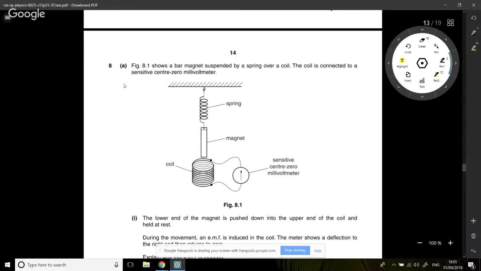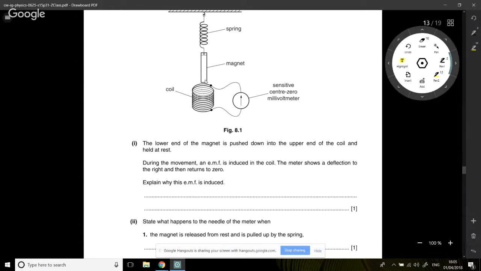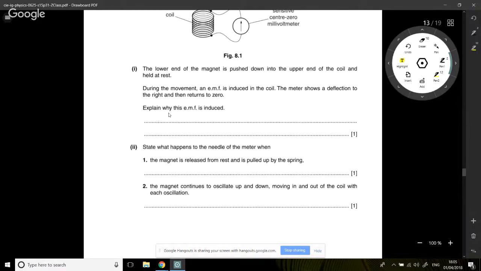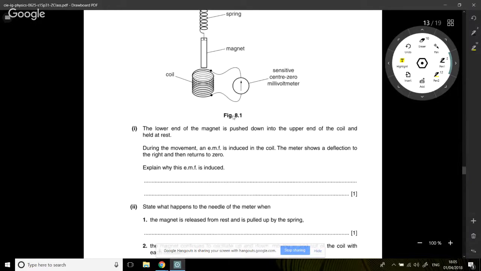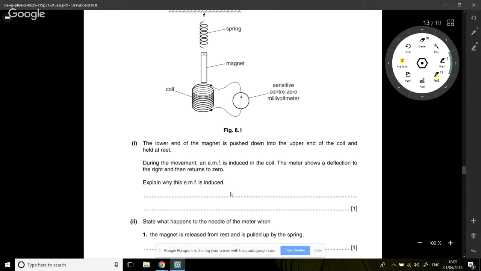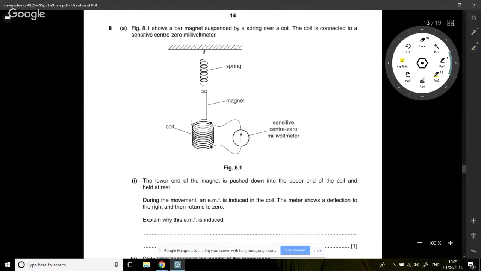Okay, this is just showing basically a bar magnet sitting over one of these coils. And then you lower the magnet in as you move it in. During the movement, an EMF is induced in the coil. The meter shows a deflection to the right and then turns to 0. Okay, and then explain why this EMF is induced. Well, basically the flux lines of the magnet are intersecting the coil and then producing a current in here.